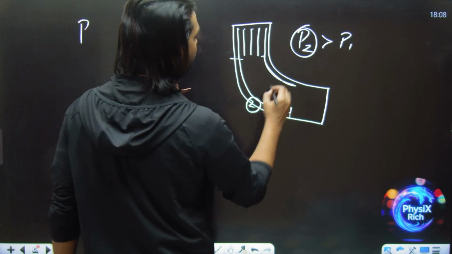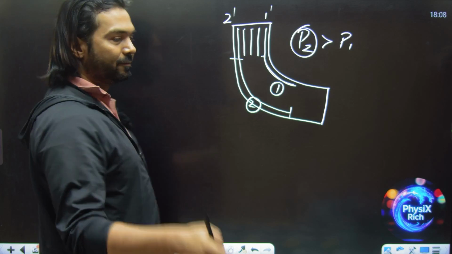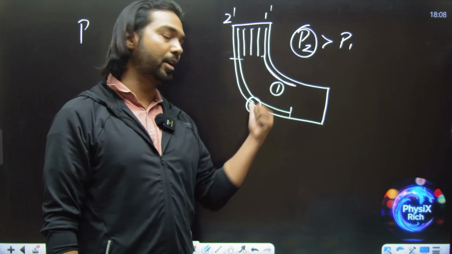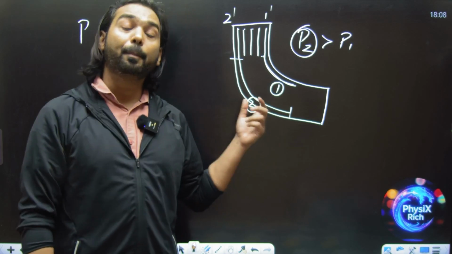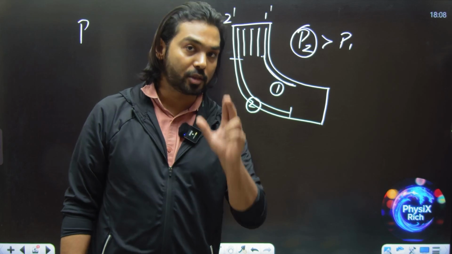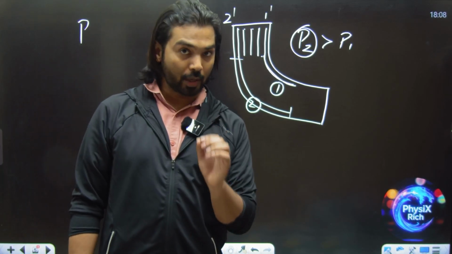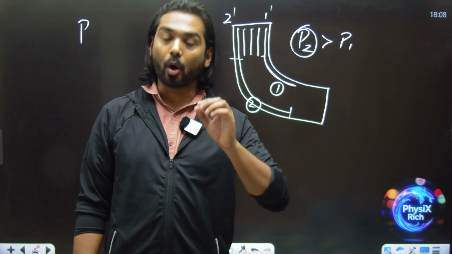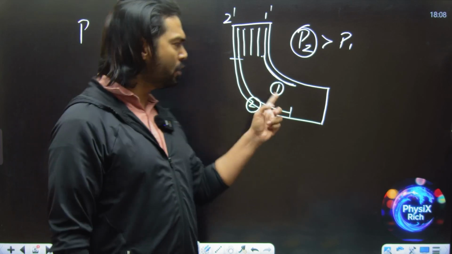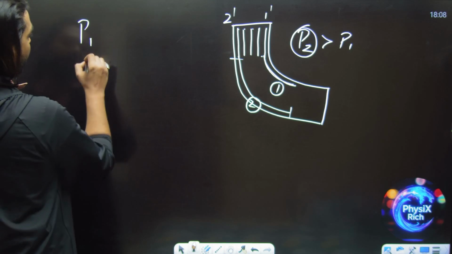So assume that there is this point 1, there is a point 2 dash, and there's a point 1 dash. First of all, very first of all, you cannot apply Bernoulli's between 1 and 2. Why? Because 1 and 2 are not on the same streamline. If you want to write it in your notes, write it somewhere. You can only apply Bernoulli's equation on two points that are on the same streamline. And you cannot apply that on 1 and 2. But can you apply it on 1 and 1 dash? Yes, you can.